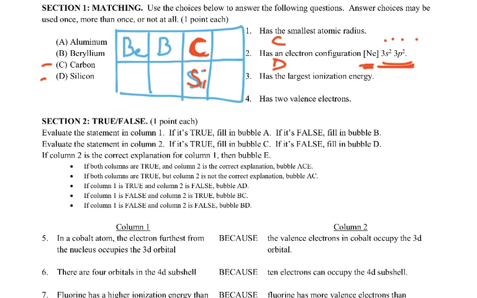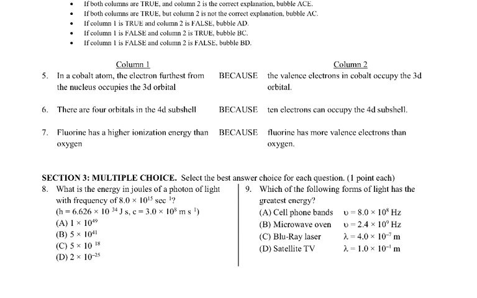Okay, the largest ionization energy would be the same as the smallest size, so that's C. And there's 2 valence electrons. Well, these guys have 4, this has 3, so it must be beryllium, and beryllium is answer B. Now for our true-false questions.